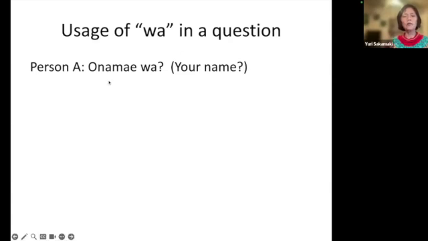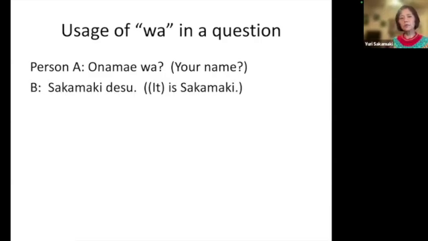So, お名前は? So the first person asks or presents the topic that A wants to talk about. お名前は? As for your name, and person B says, 坂巻です. It's Sakamaki. So it's new information. ああ、そうですか. Maybe. And then ありがとうございます. どうぞよろしくお願いします. Please be nice to me. Something like that.